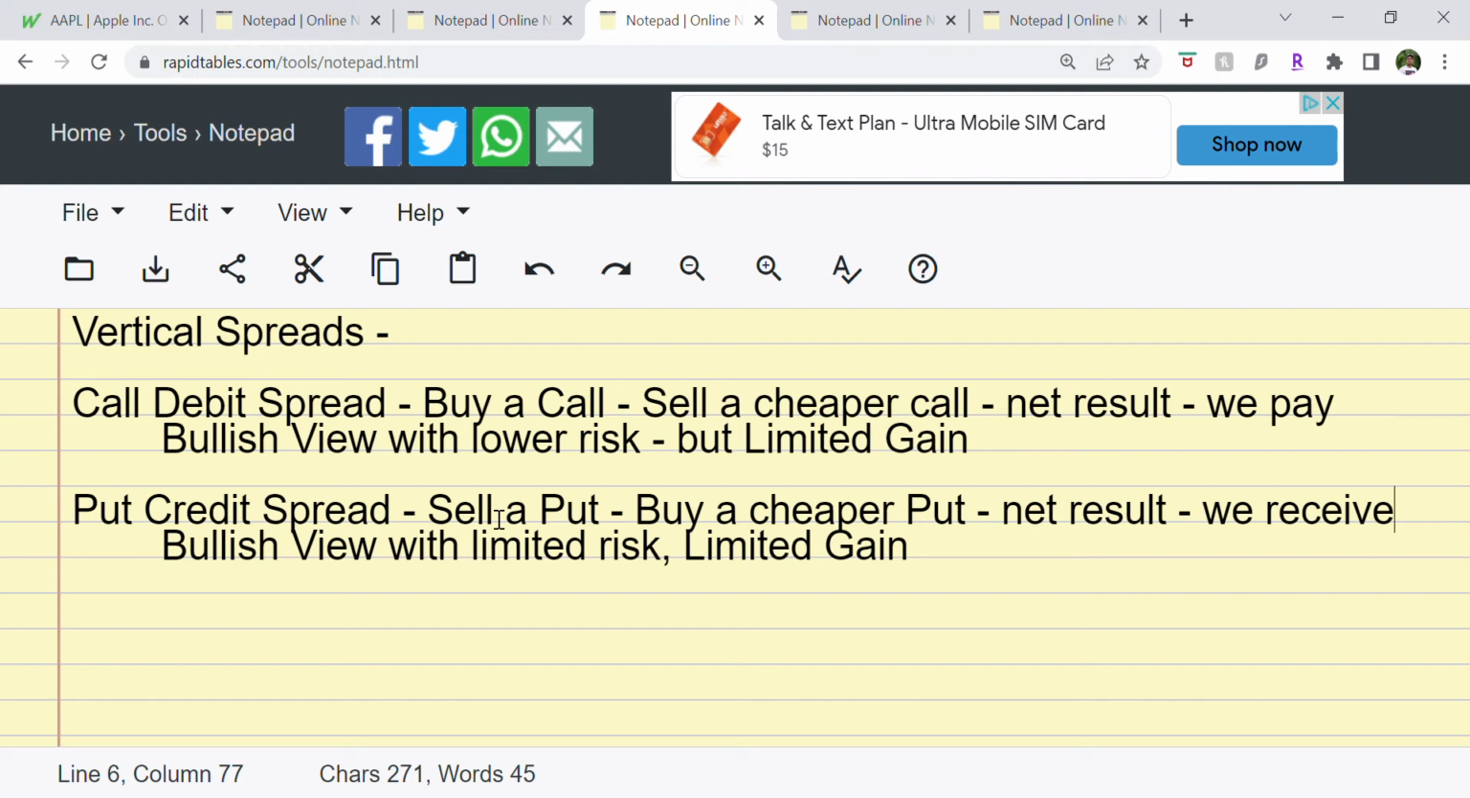If you want, you can square off, meaning you can close both the options, and as a result, you sold something for 200. Now you are buying it back for 100. That means you made a profit of $100. So this is how people gain in put credit spreads.